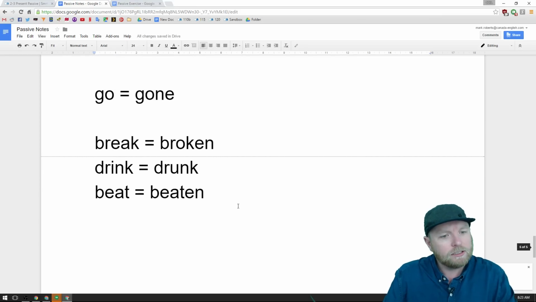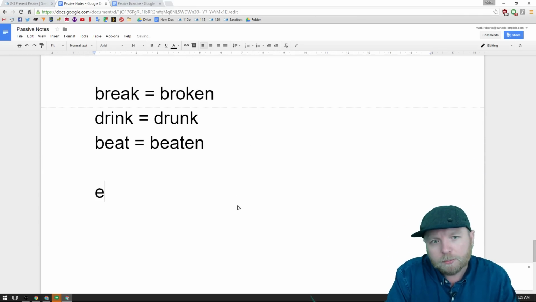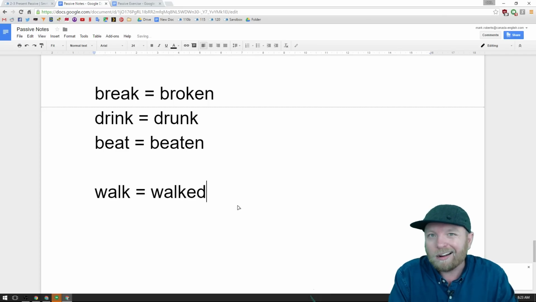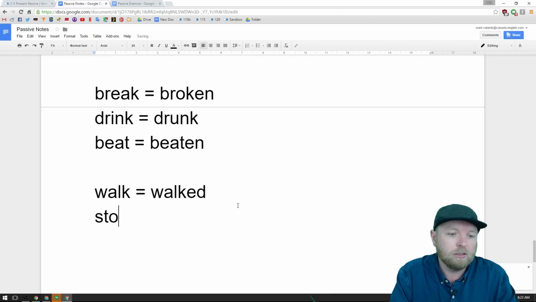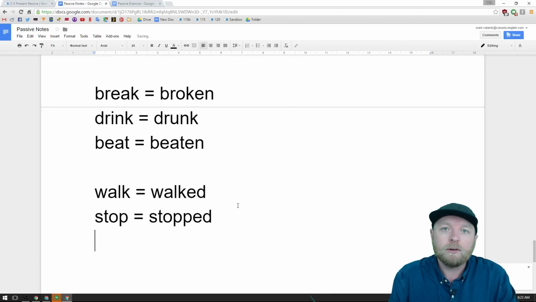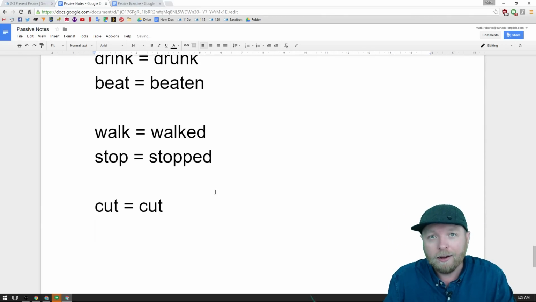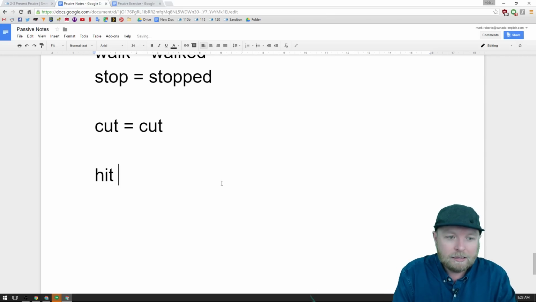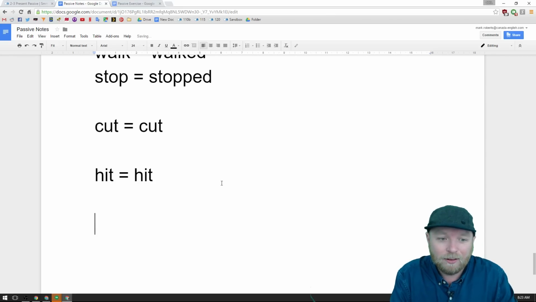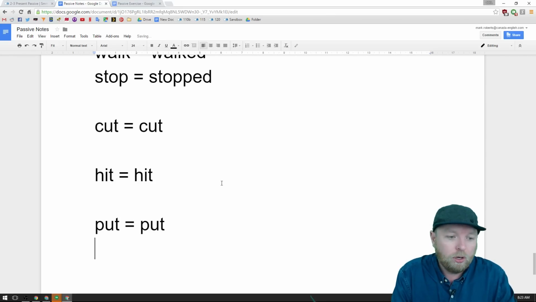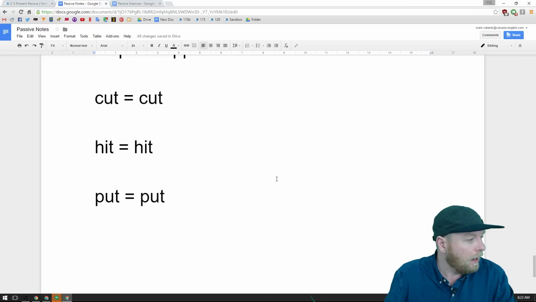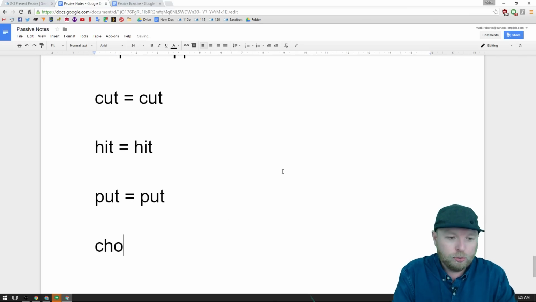Yes. And guys, don't forget that for most verbs, the past participle is just ed, right? Example, walk, walked, right? Or stop, stopped, right? So don't forget ed. Yes, and sometimes they're the same. Thank you, Selma. Cut, cut, right? Or hit, hit. It's the same, right? English is crazy. Put, put. Come on, guys, let's see some more. Erdogan, right? Choose, chosen, yes.